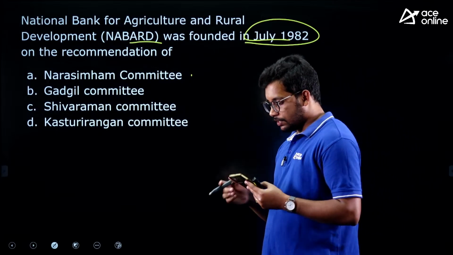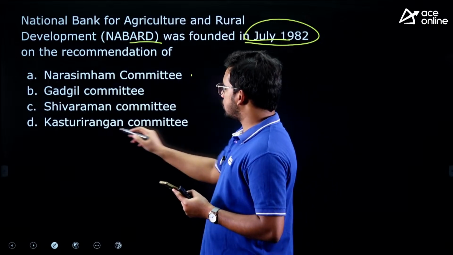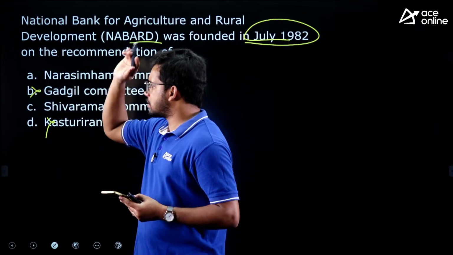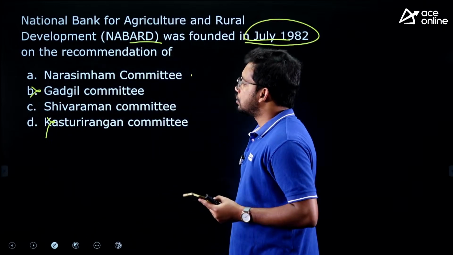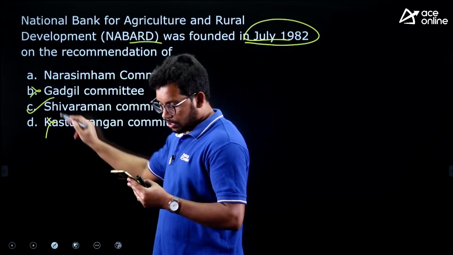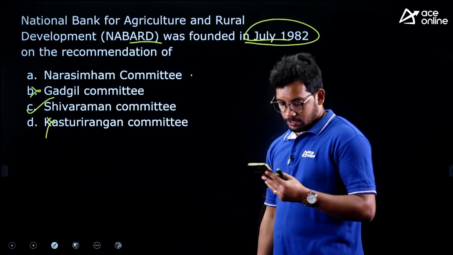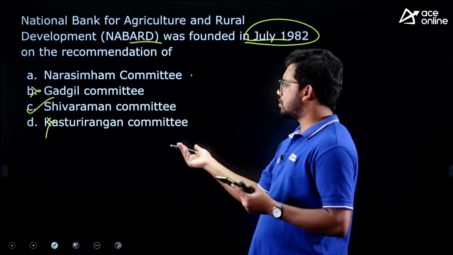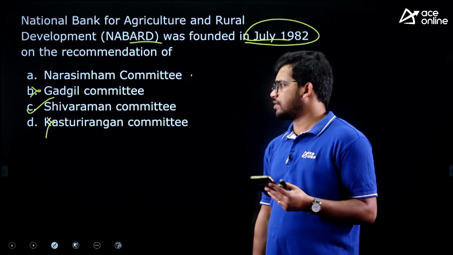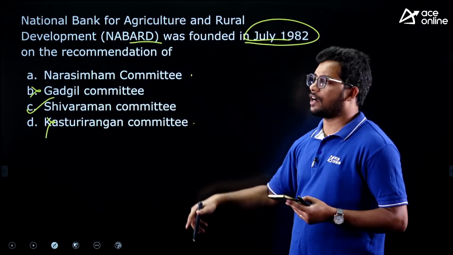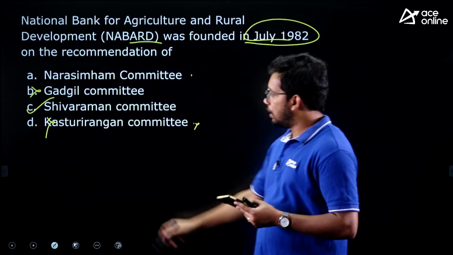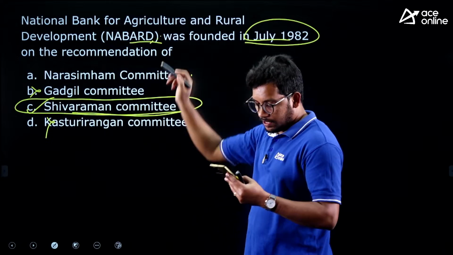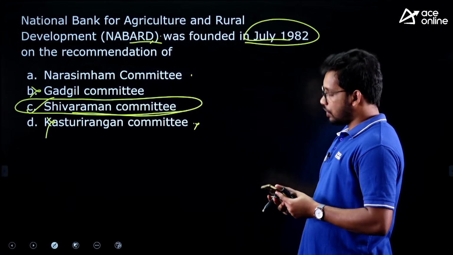Anyone know this fact? Kasturi Rangan you can eliminate, this is related to education. Gadgil Committee was for the first five-year plan, so this is also wrong. So it was formed on the recommendation of the Shivaraman Committee. The Kasturi Rangan Committee was recent, on education, and then some environment report was also there. This was intentionally added by me, so it is not the answer. NABARD is very, very important, right? So the answer is C.